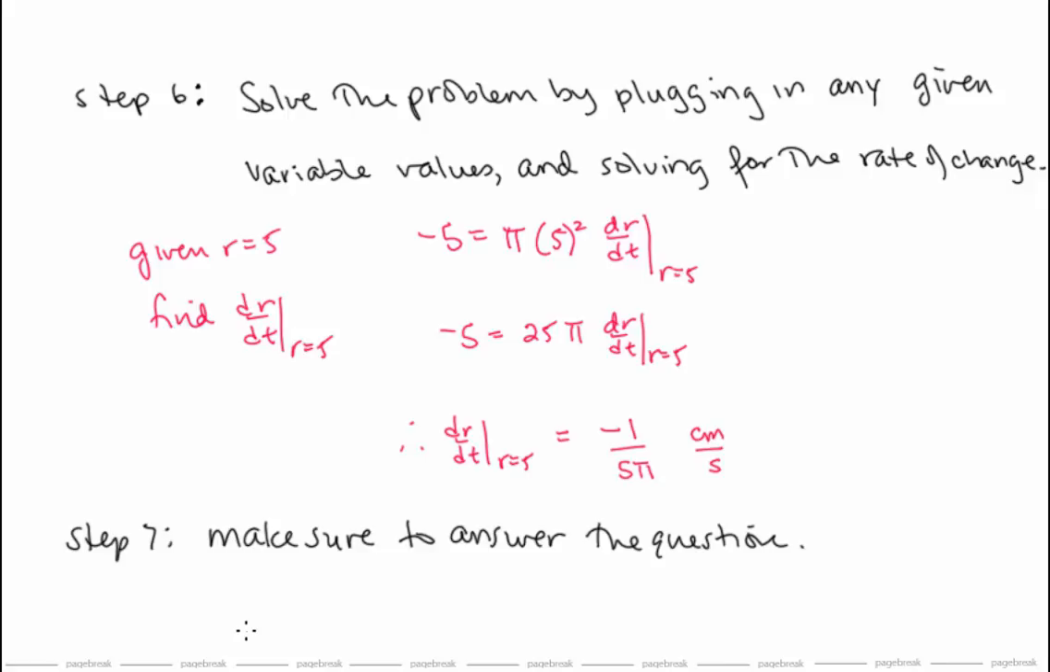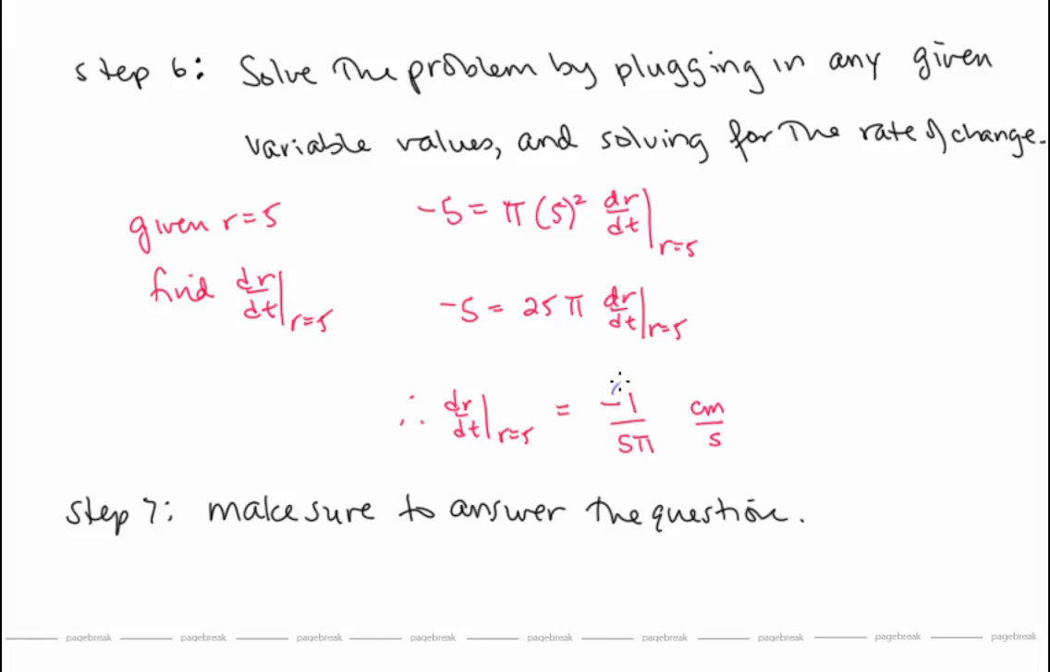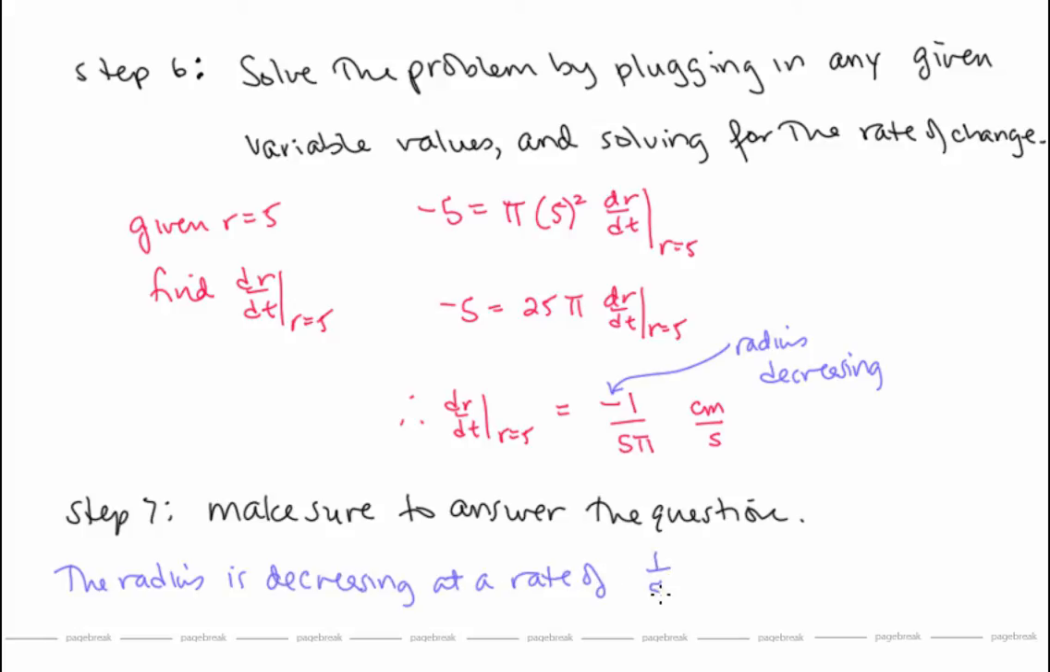Step 7 is to make sure we answer the question. So let's go back up and read the question again. It says, at what rate is the radius of the balloon decreasing? Notice this negative sign is indicating that the radius is decreasing. So to answer the question, at what rate is it decreasing, we don't want to include the negative sign. We want to say the radius is decreasing at a rate of 1 over 5 pi centimeters per second.